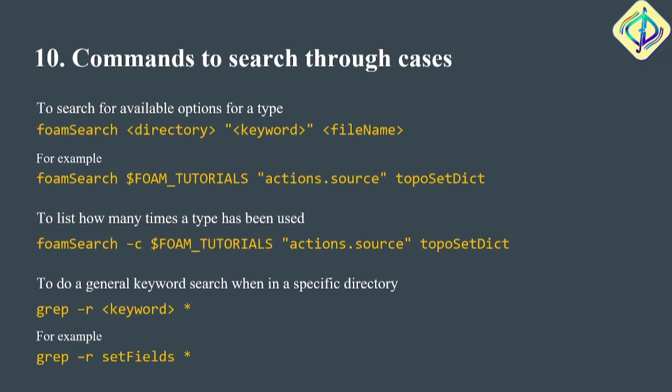Okay. Again, the same thing, you can search all of these commands. So say you want to search for action. So under your foam tutorials, you want to find, say for action or source, what are the available source types that are there. So you can type action, then you can type source, and under topoSet dict, it will search what are the available types. Okay. Or you can also go by keywords. So if you want to just type source, you can just type in grep -r, and instead of set fields, you can change it to source or source types. It will give you some results.